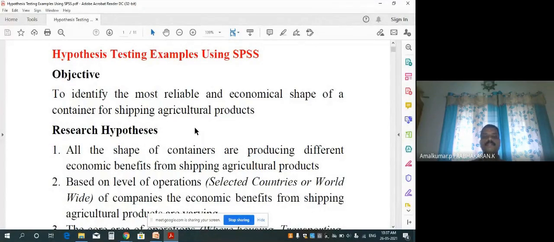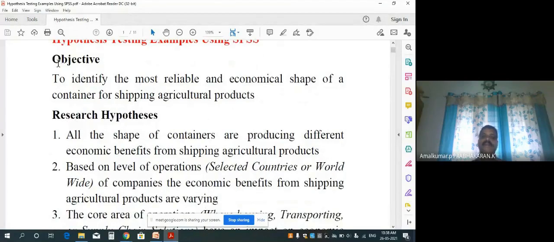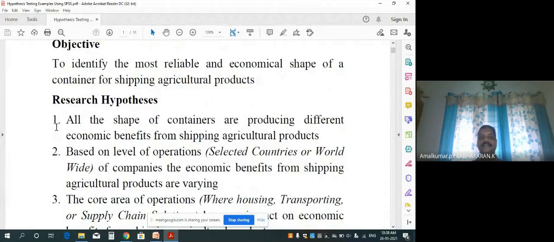Based on the existing theories we already discussed, or based on experience, or based on the available literature, the researcher makes some assumptions. These are the three different assumptions the researcher made based on this objective. The first one is: all the shapes of containers are producing different economic benefits from shipping agricultural products.